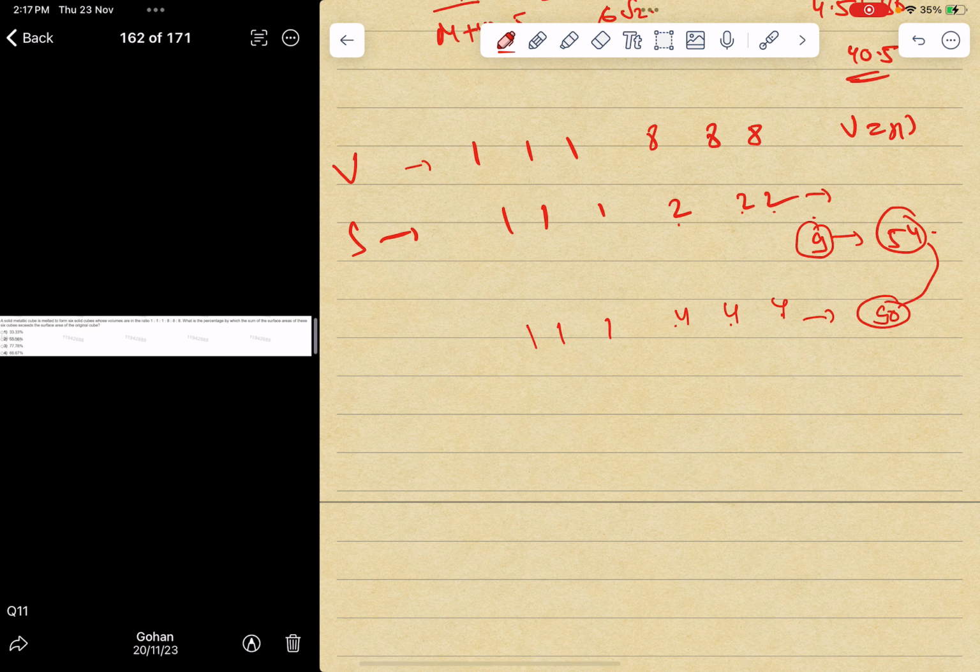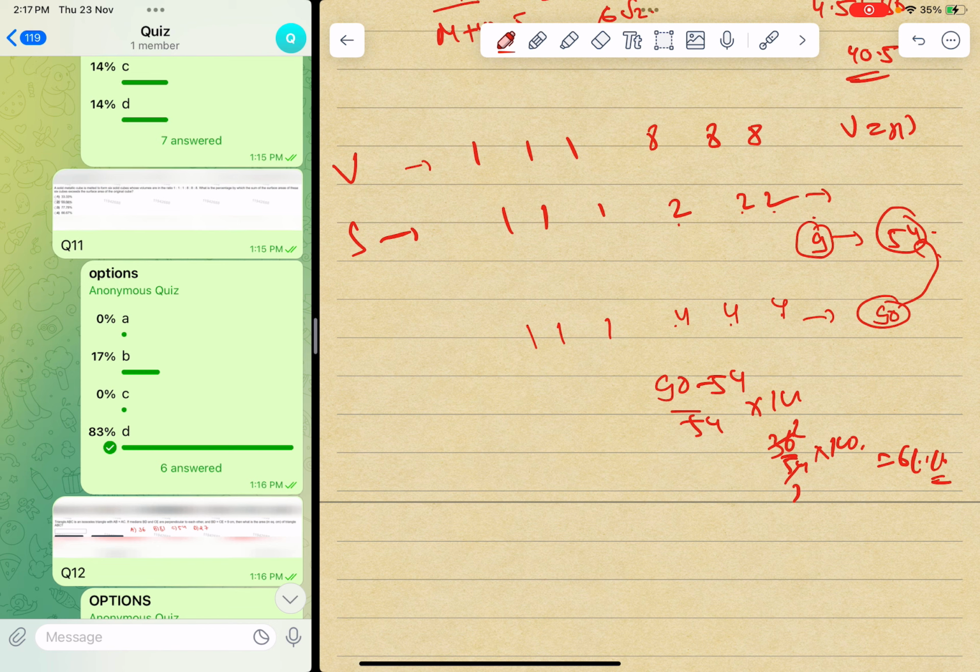So 90 is the surface area. Now we have to find the increase: 90 minus 54, divided by 54, times 100. This works out to 66.66, which is the answer. Easy one.